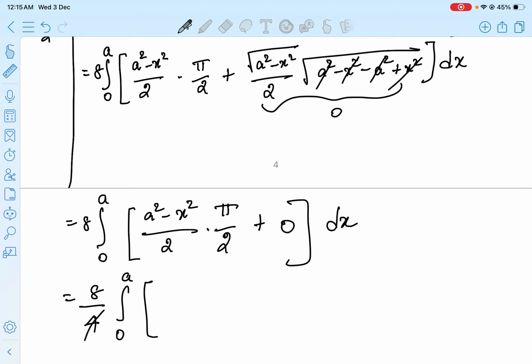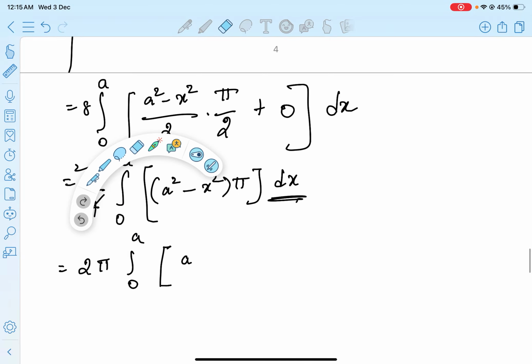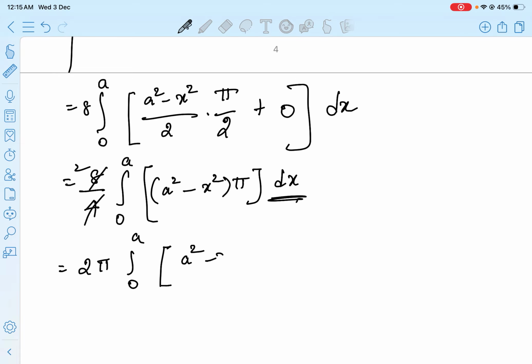This will get cancelled twice. So a square minus x square into pi into dx. This pi is also not necessary, so we can take outside. So 2 pi integral 0 to a into, now we are going to integrate with respect to dx. There is no x here, so it will become a square minus x square into dx.